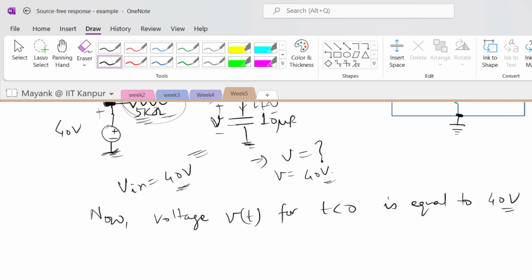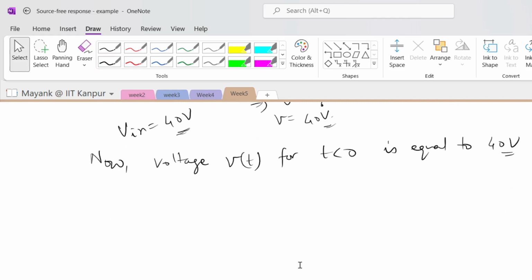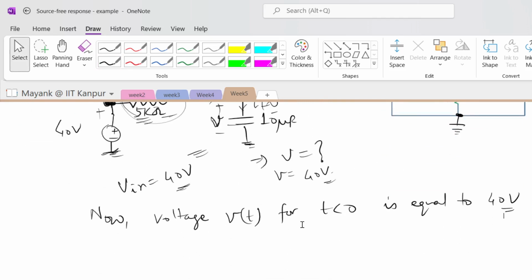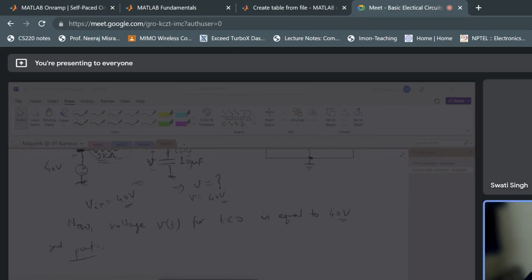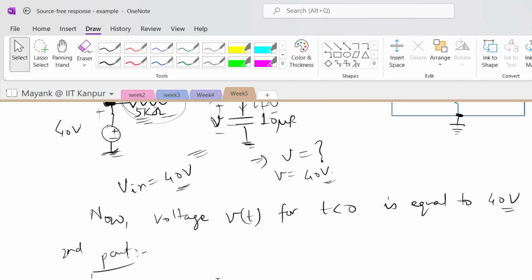Now we have to find out the voltage after t greater than 0, for t greater than 0. So, the second part.